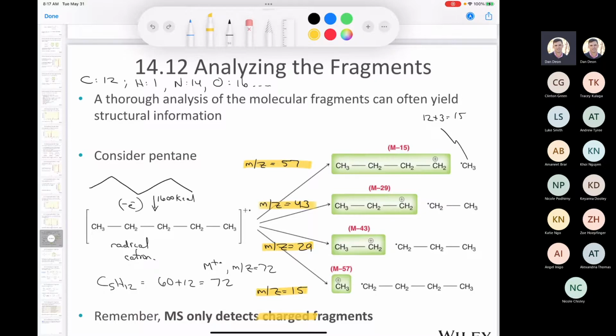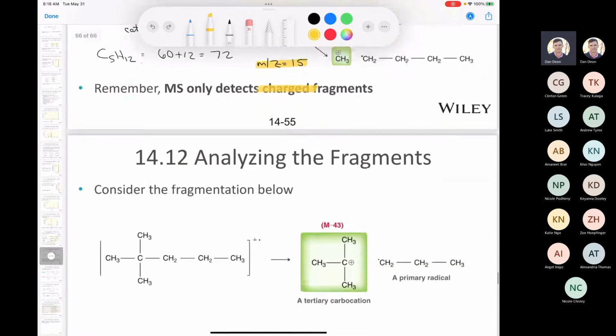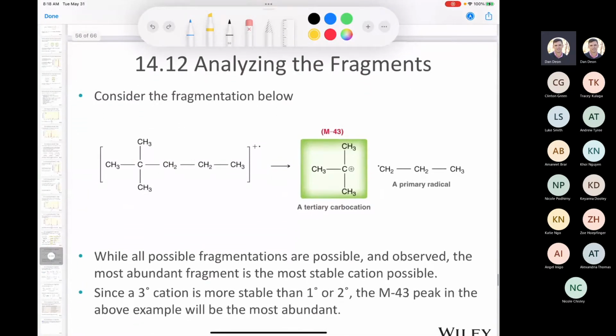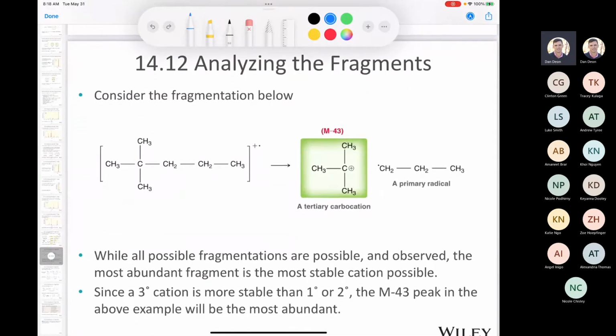Now, when we're talking about pentane, this molecule here, this is just a straight chain hydrocarbon. What if we have something a little bit more interesting? What if we have something with some branches on it? So let's check out this compound here. Let's practice our nomenclature. We have 1, 2, 3, 4, 5 carbons. So this is some kind of pentane. This is 2,2-dimethylpentane.